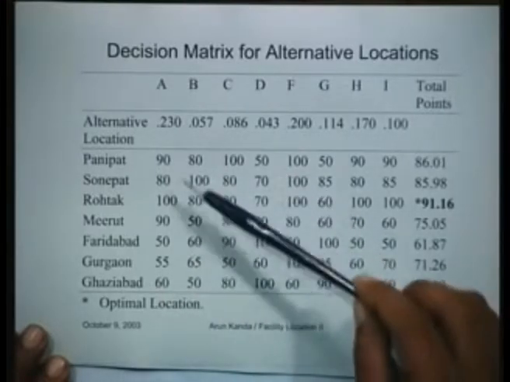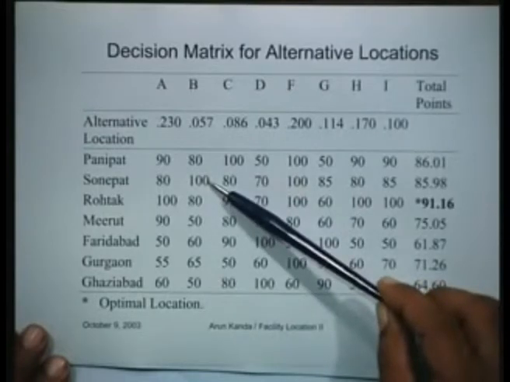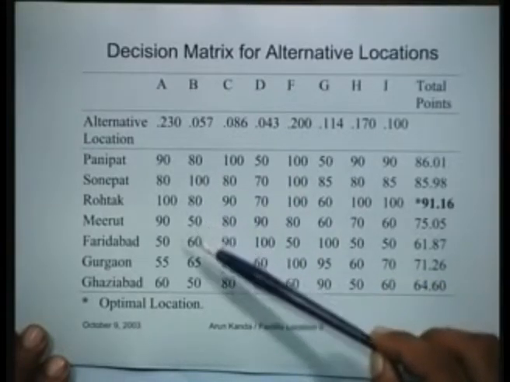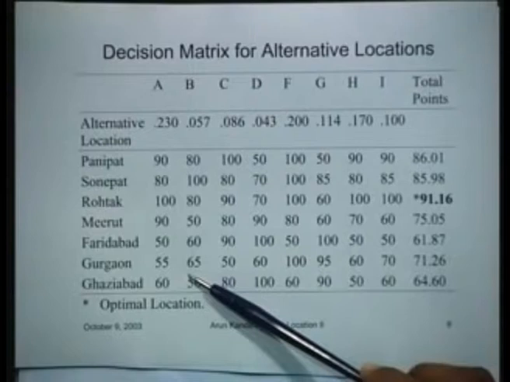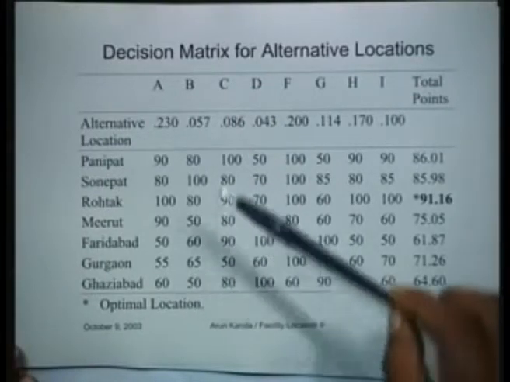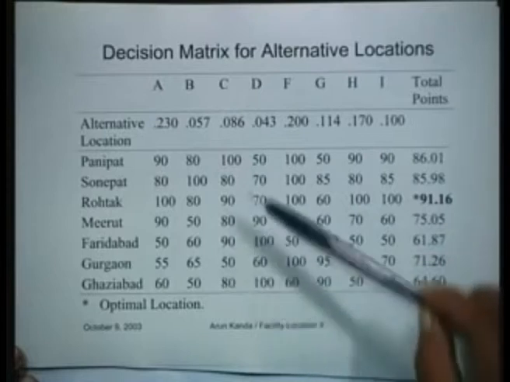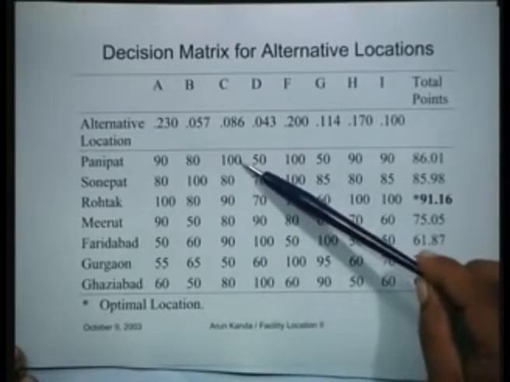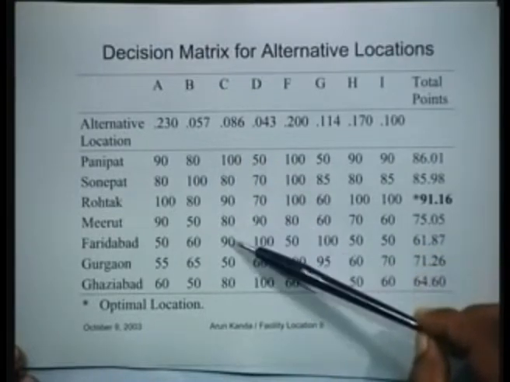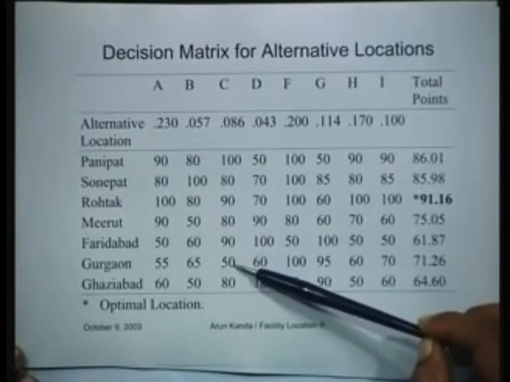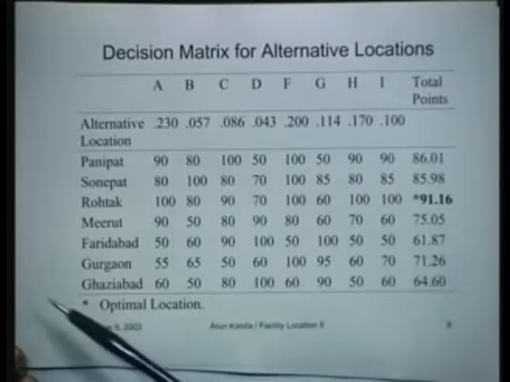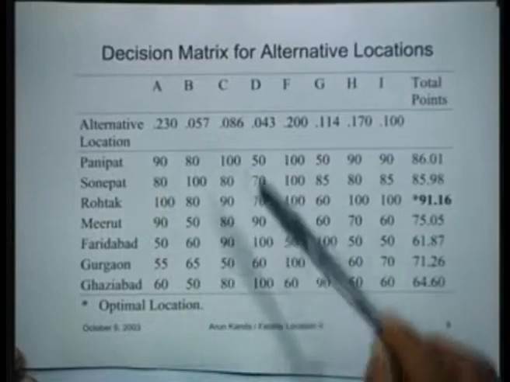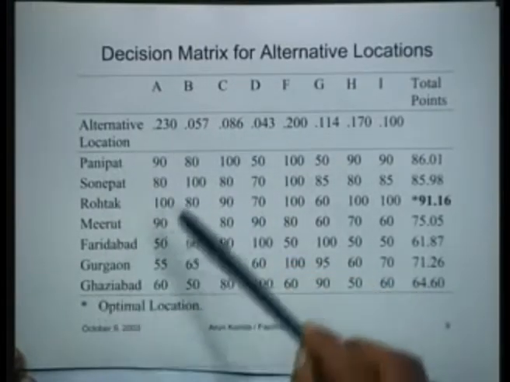For instance, in the second objective, it was felt that Sonipat was the best and Meerut and Ghaziabad were the worst. And for instance, the third factor was transport facilities. As far as transport facilities were concerned, Panipat was the best out of these options and got 100 points. Rohtak was pretty good, and Faridabad was pretty good. Gurgaon was bad, and Ghaziabad was okay. So this was basically an evaluation of these locations on all the factors.